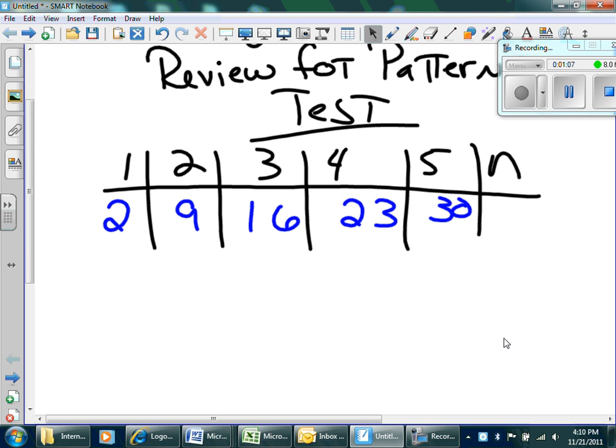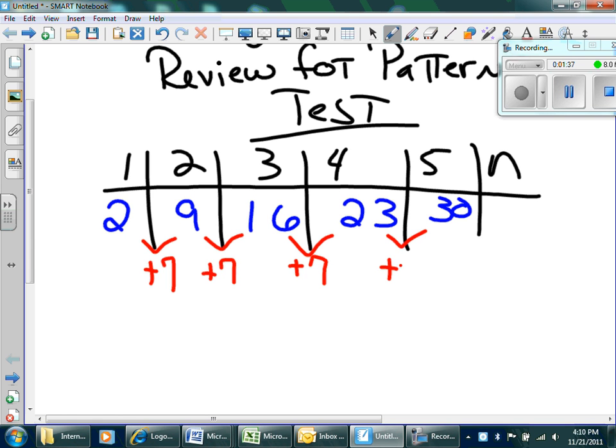Remember, the first thing I always do is I try to find my first level of differences. If they're all the same, that's great. That tells me an important thing. If they're not the same, I might go to the second level. I might look for something else. But let's see here. How do I turn 2 into 9? I have to add 7. How do I turn 9 into 16? I have to add 7. How do I turn 16 into 23? I have to add 7. It's add 7 every time.